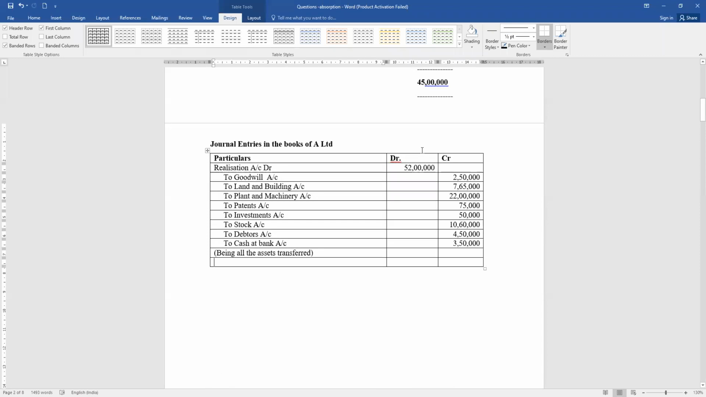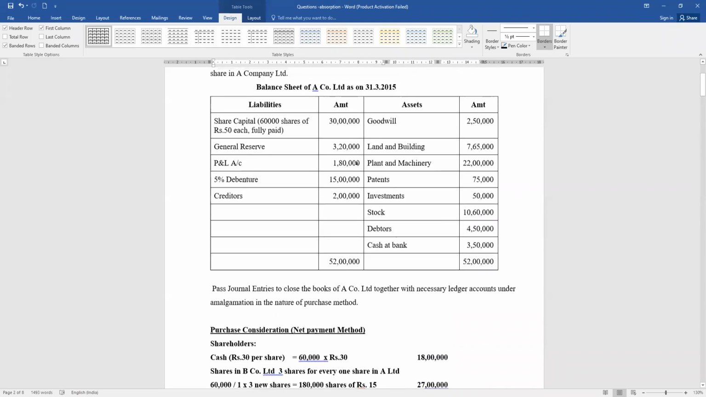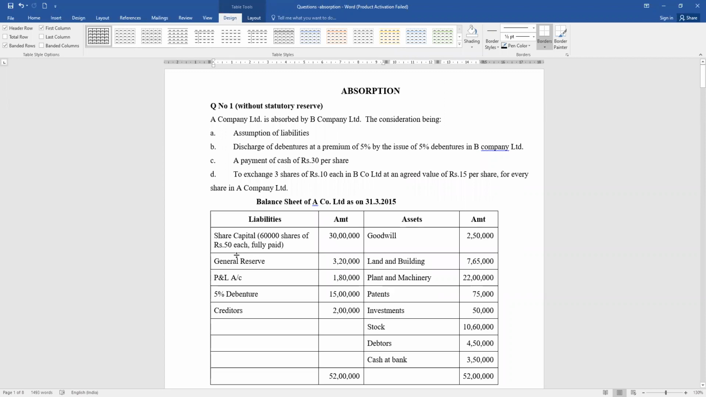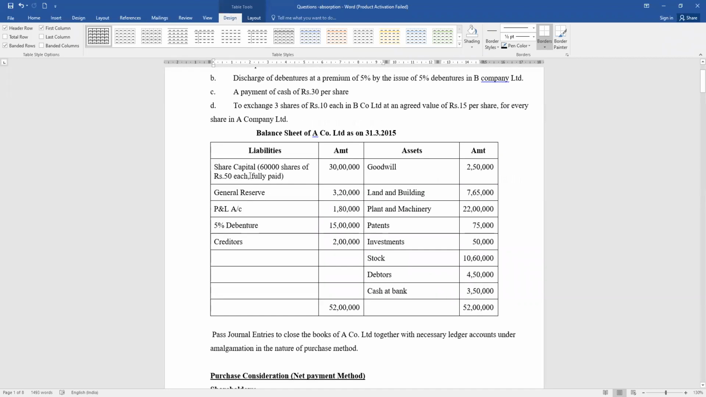Entry number 2 should be liabilities. You have to transfer all the liabilities. Generally, liabilities will show the credit balance, so you have to transfer to the debit side. What are the liabilities? Here, remember that you have to transfer only third party liability, external liability. So share capital is not external, and general reserve belongs to shareholders. Profit and loss, that is profit or loss, that should also belong to shareholders. So these three we will not be transferring.